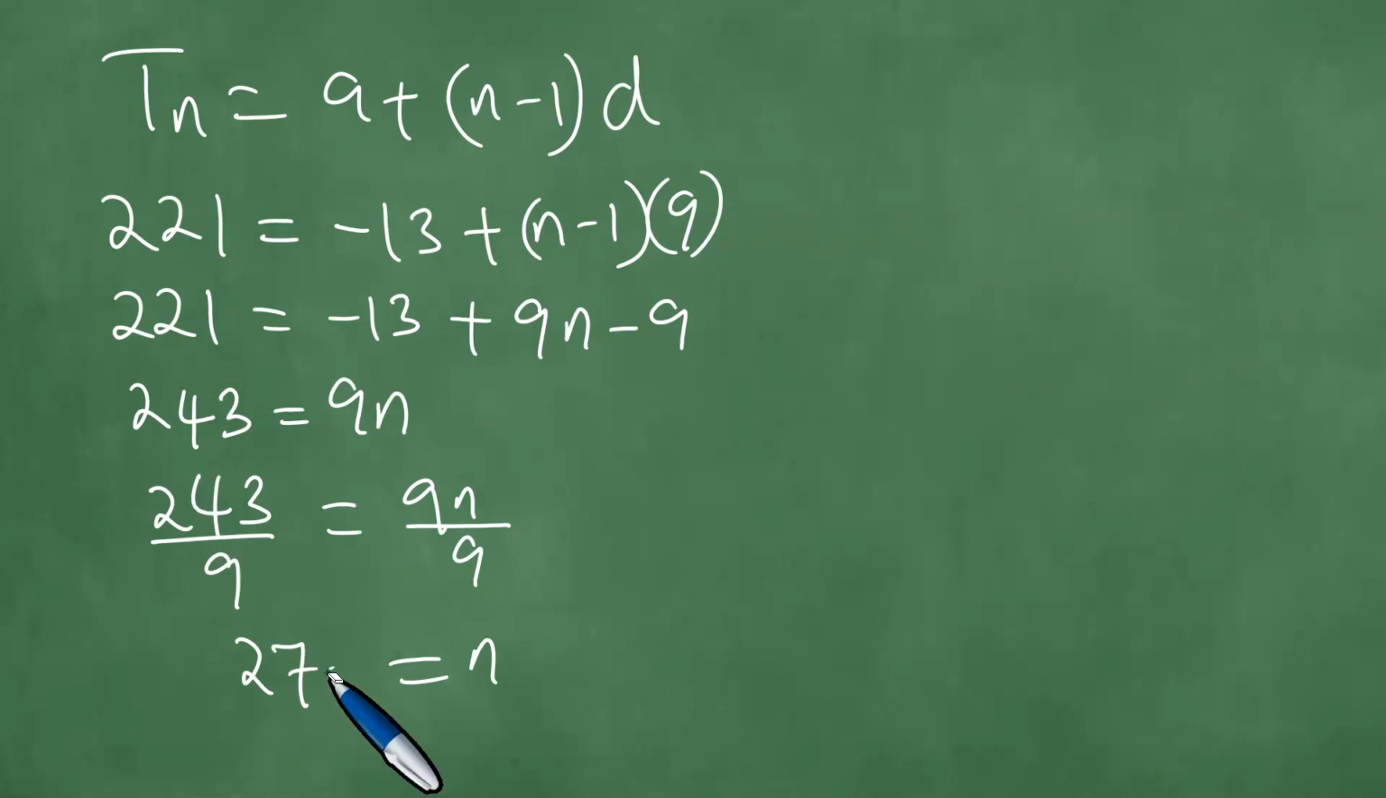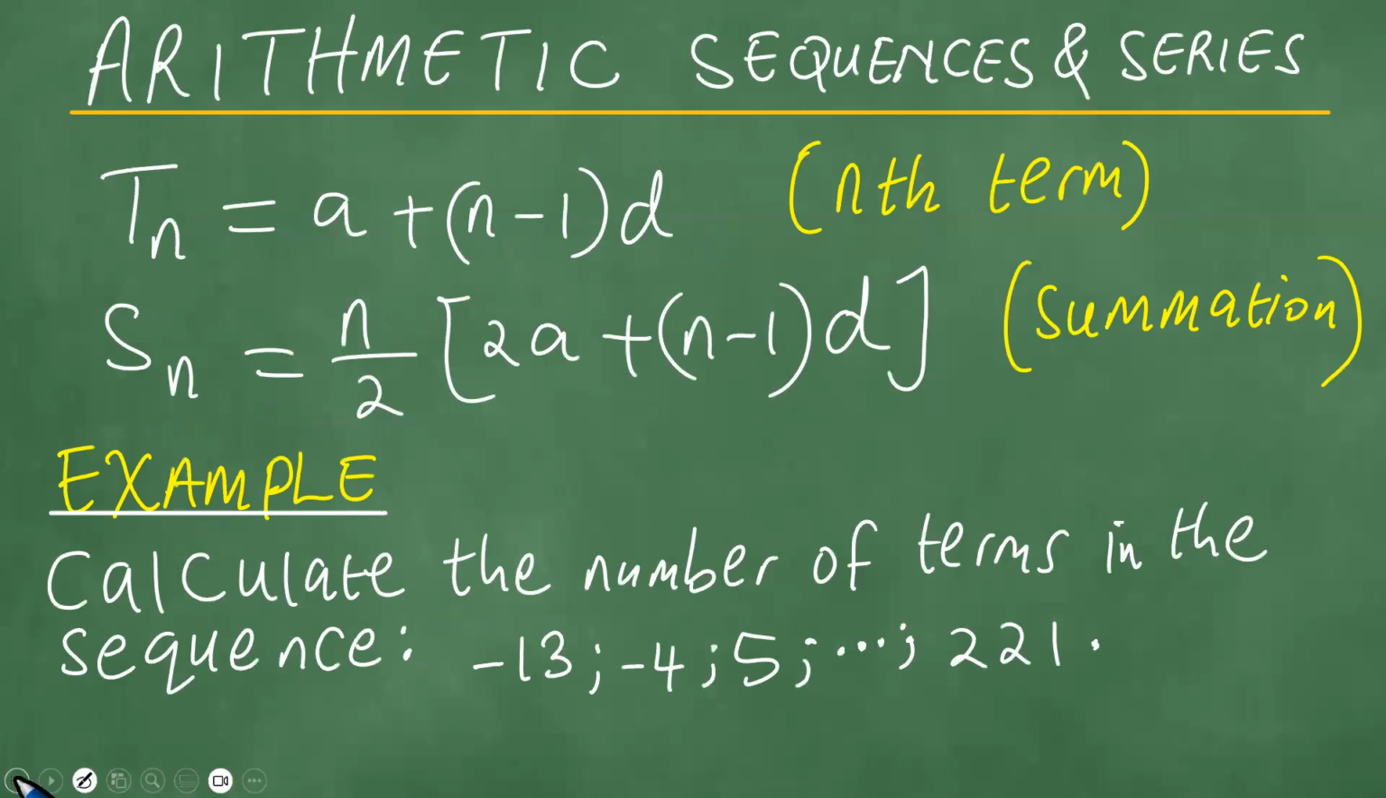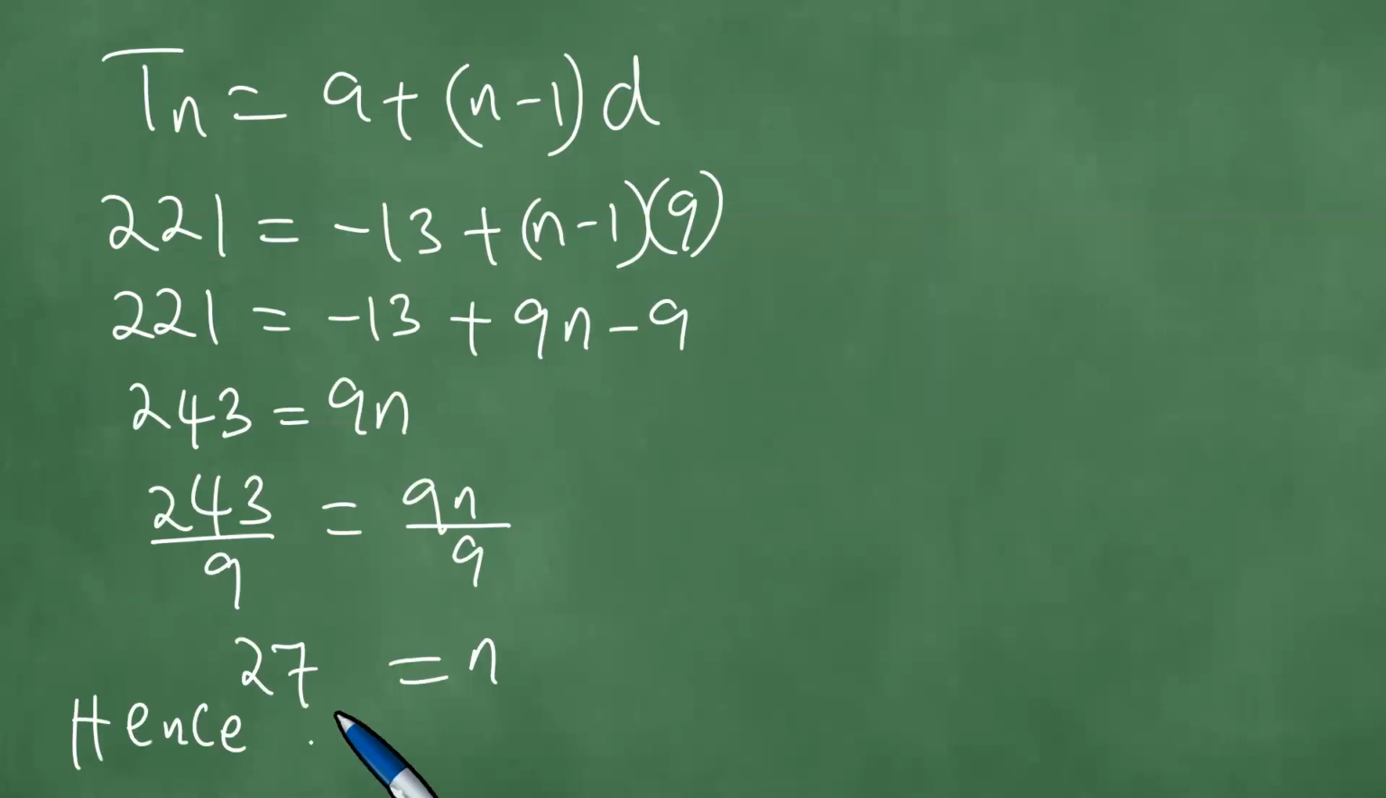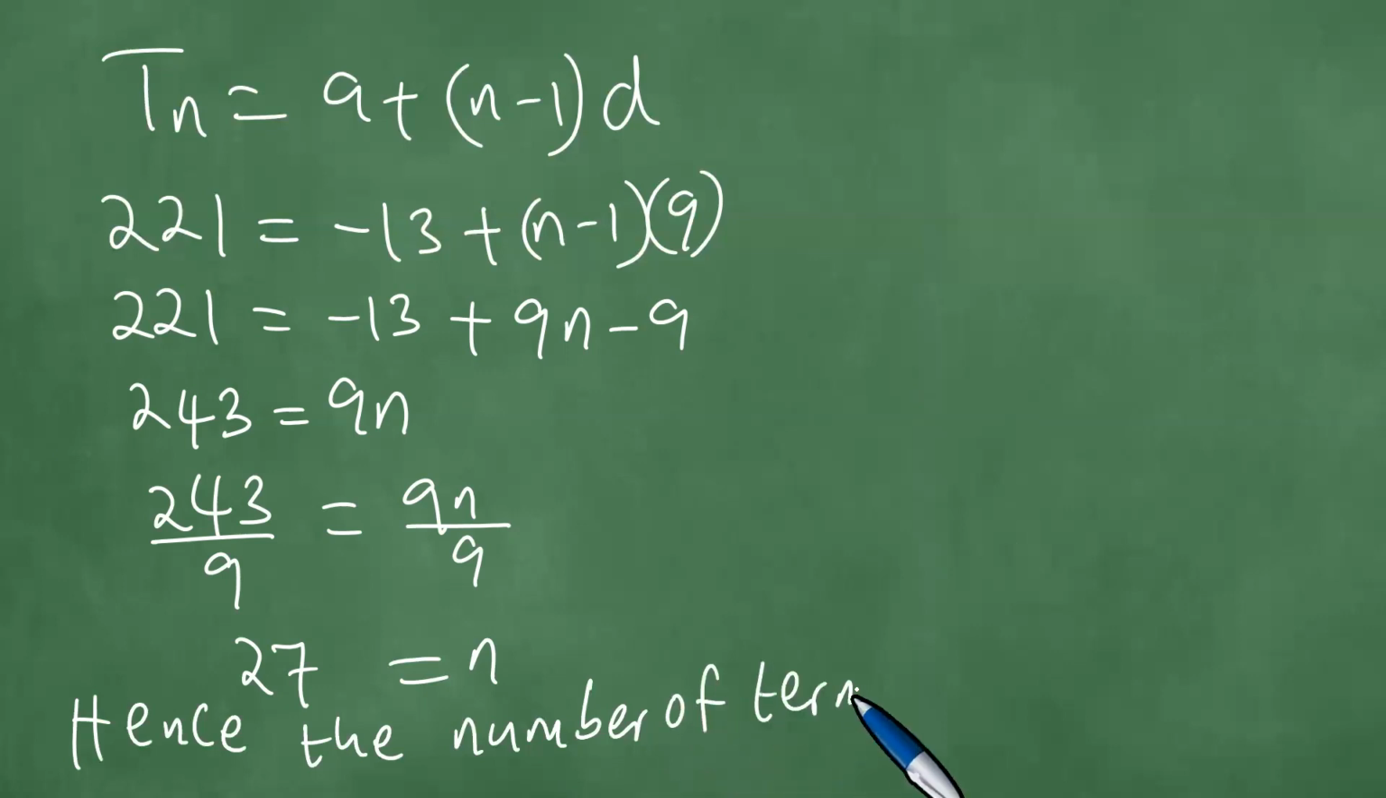So we continue to solve the problems. So what then do we do next? Because the question was, so in other words, here you can proceed and say hence, because now the question was, calculate the number of terms in the sequence. Right, hence the number of terms is n equals 27. Okay, done. Next question.